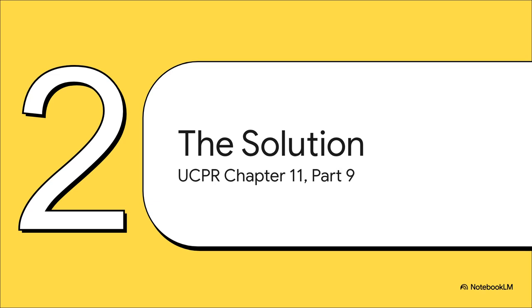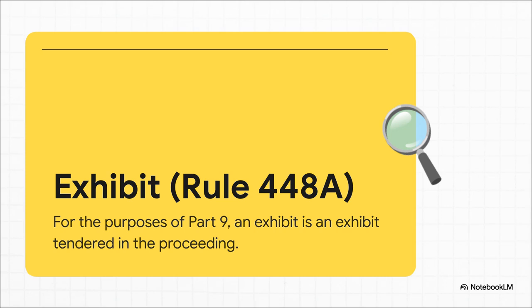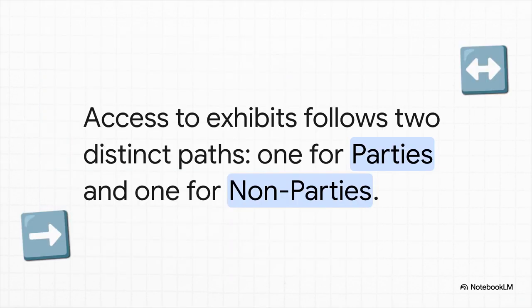And like any good set of rules, it all starts with a simple, foundational definition. Let's start with Rule 448A. That's 448A. It's simple, but it's absolutely crucial. For everything we're about to talk about, an exhibit is only an item that has been formally tendered in court. It's not a draft document, it's not something just floating around the bar table, it has to be officially in evidence. That's the gate.